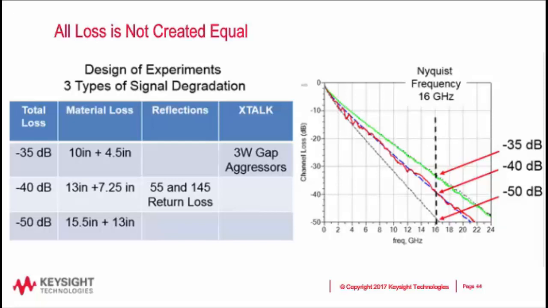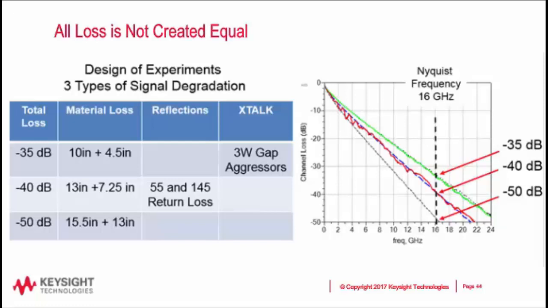And here's sort of a quick design of experiments. The title of the slide is All Loss is Not Created Equal. The important point here is that I'm looking at 3 different lossy channels. The first one has minus 35 dB. You can see that in the green on the right graph here. The next one is minus 40 dB. That's the blue and the red. And then minus 50 dB.